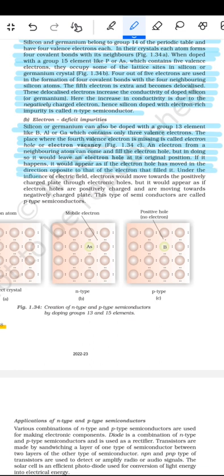Under the influence of the electric field, electrons would move towards the positively charged plate through the electronic holes, but it would appear as if electron holes are positively charged and are moving towards the negatively charged plate. This type of semiconductor is called a p-type semiconductor.